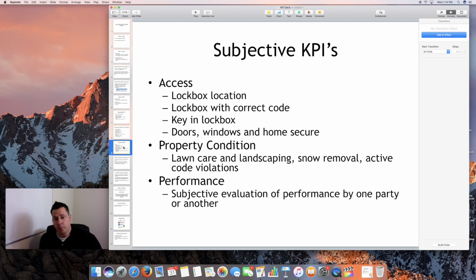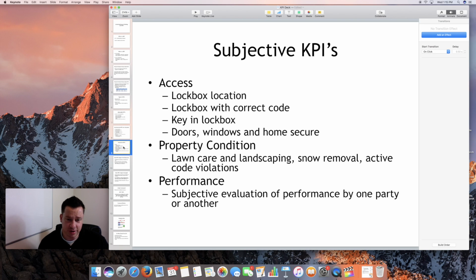So number one is access issues, right? Like, where's that lockbox located? Was it set to the right code? Was there a key in it? Safe, sound, and secure. Like, was the property secure? Were the doors locked? Was the fence or the gate secure? Was the pool covered? Were the windows closed? Were broken windows boarded? Was the door boarded? Like, all these things that, especially that access one. Like, was there a key in the lockbox? I don't know. Maybe there was, maybe there wasn't, right?